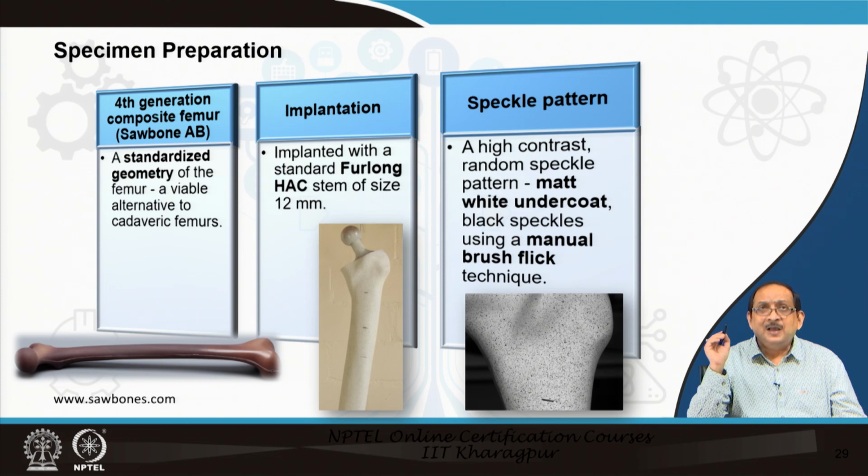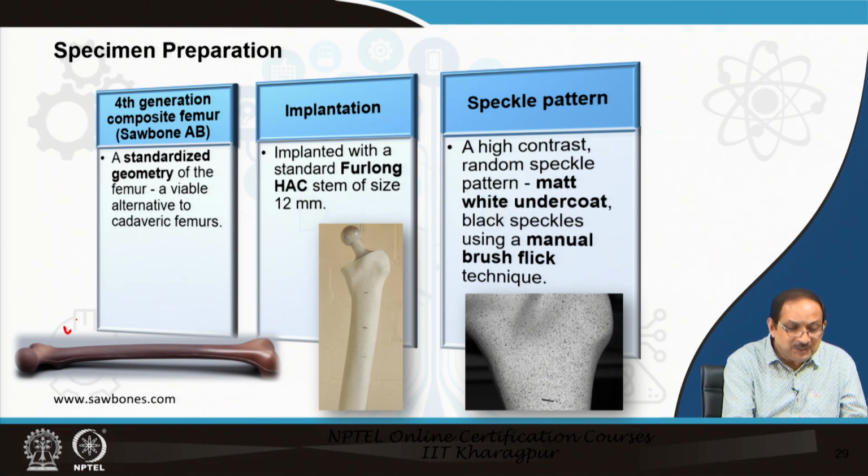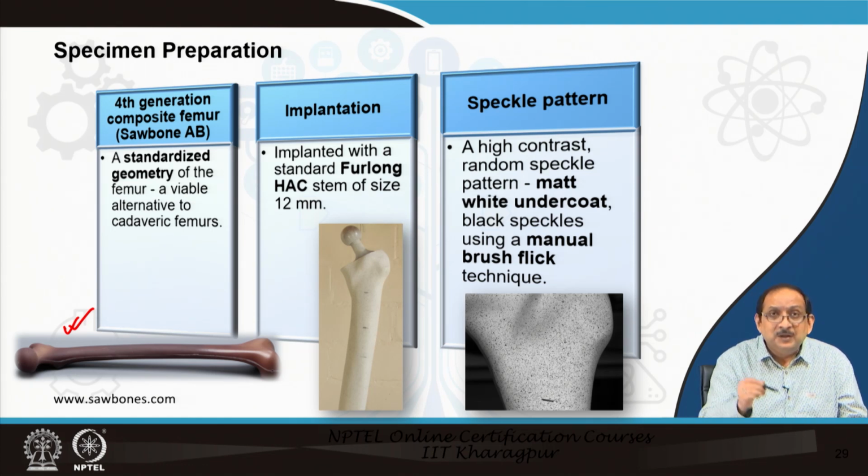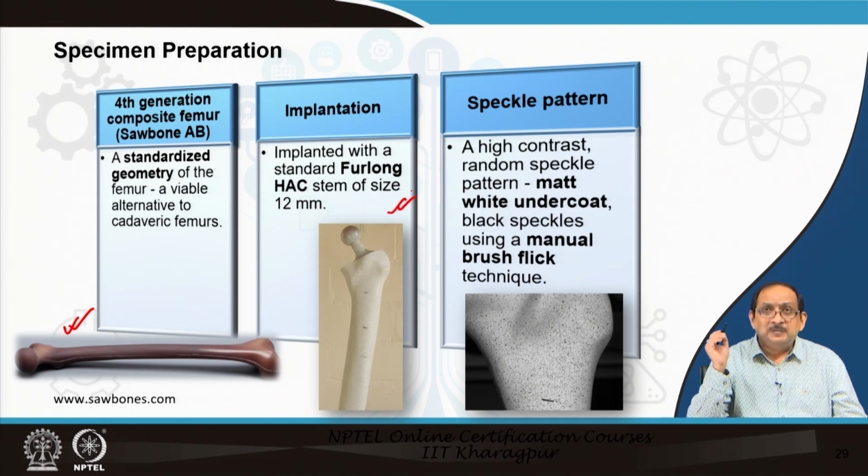Next, we will be discussing testing of a femur with a total joint replacement femoral component. Now, quickly we will go through the specimen preparation. As you can see, we use the 4th generation composite femur from Sawbones. We do the implantation with help from an orthopedic surgeon, following the standard surgical procedure.